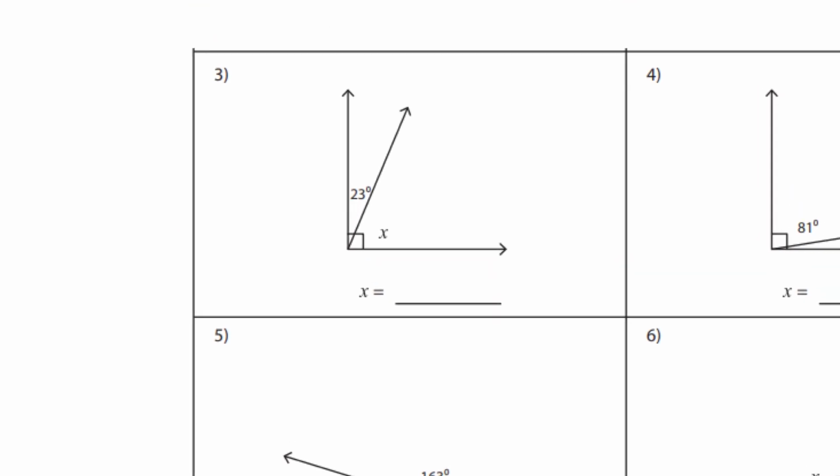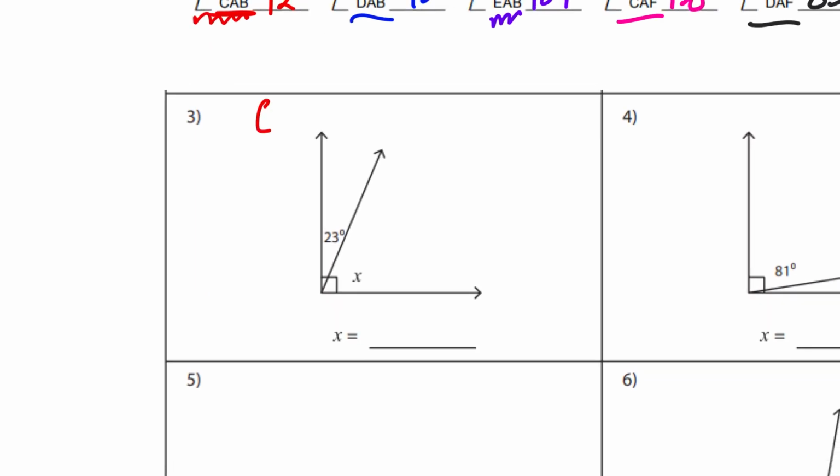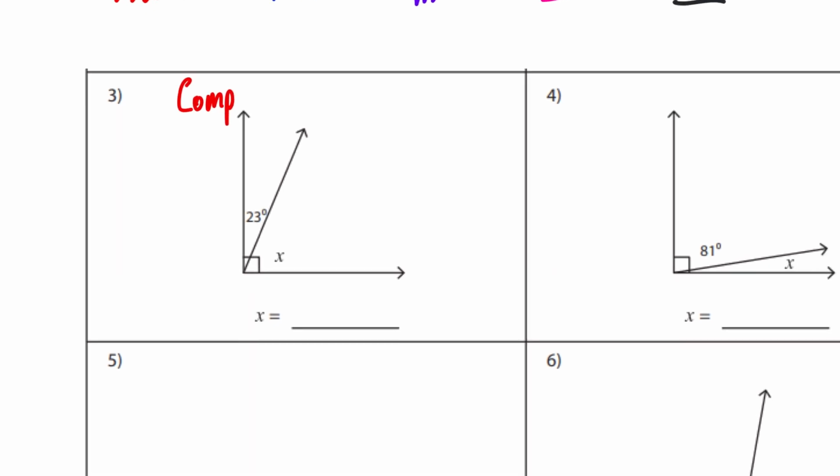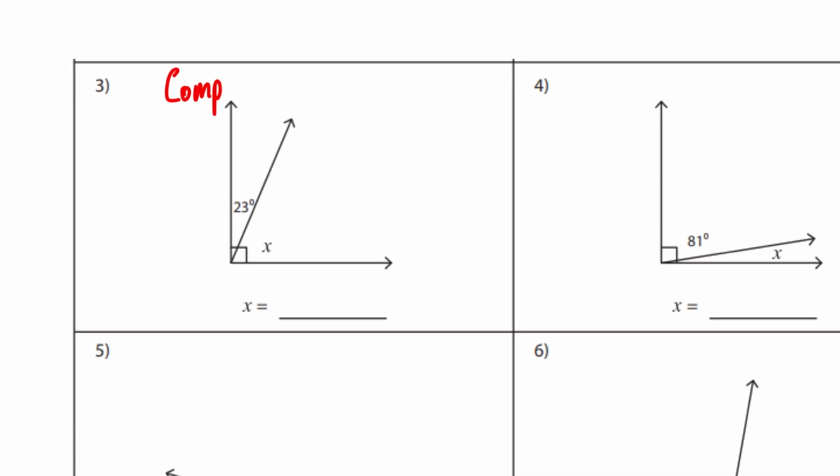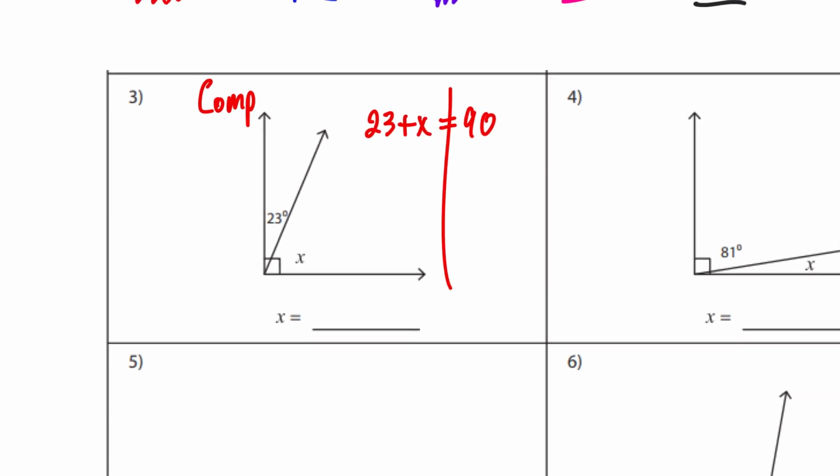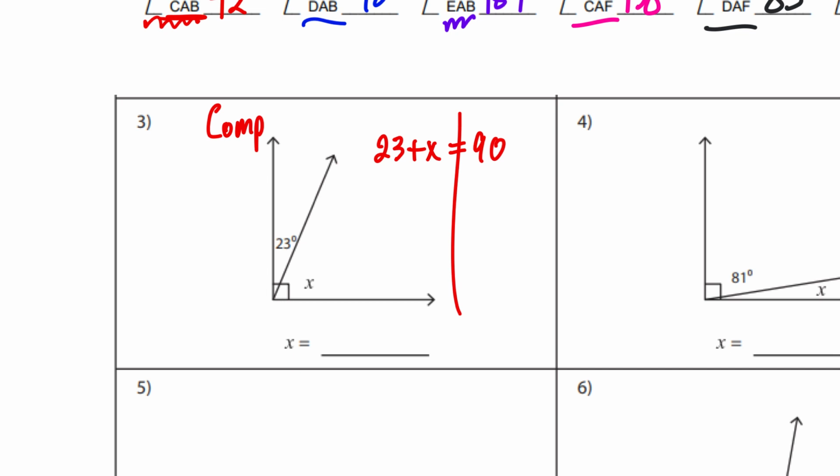Okay, on this one, these angles are complementary right here. They add up to 90. So it's going to be 23 plus x equals 90. These two add up to equal 90. So this is easy. We just subtract 23 on both sides. So x equals 67 here.